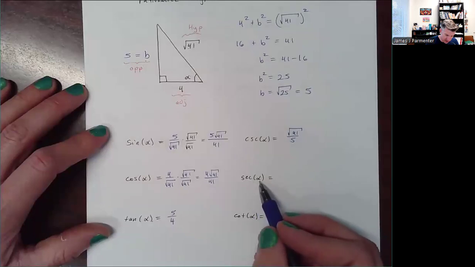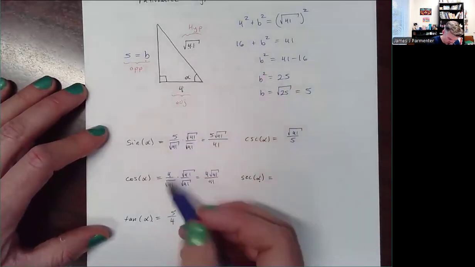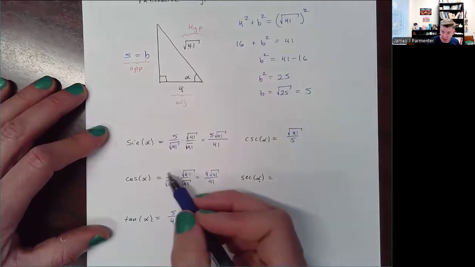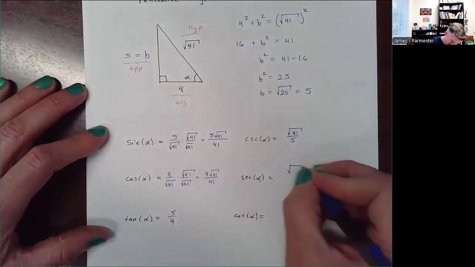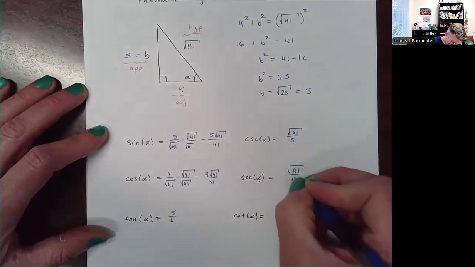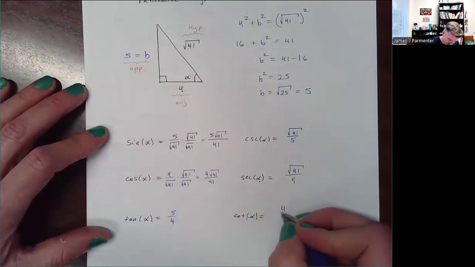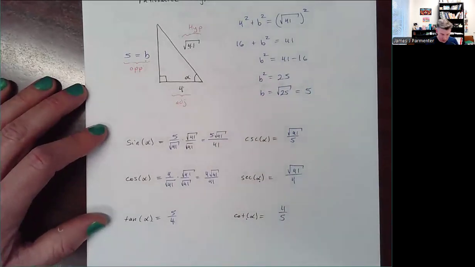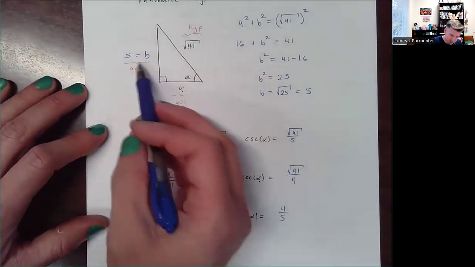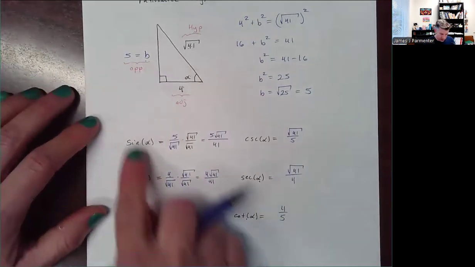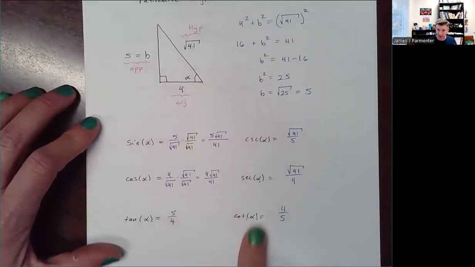Similarly, secant of alpha is the hypotenuse over the adjacent, √41/4. Or again, it's the reciprocal of this before I did the rationalizing. It's √41/4. And finally, cotangent of alpha should be the reciprocal of tangent of alpha, which should be 4/5. Or adjacent over opposite. So once you know these three, you can find these three just by finding the reciprocals.